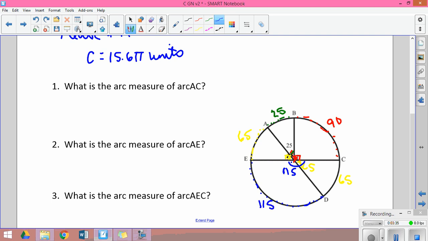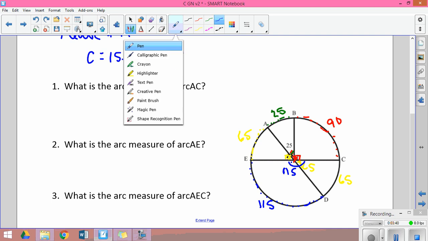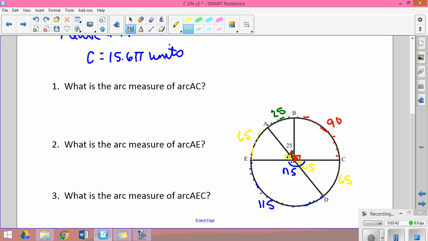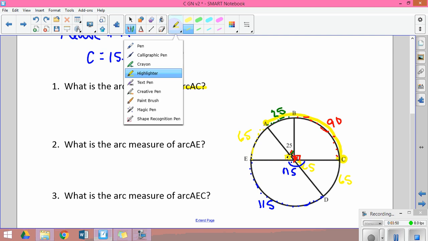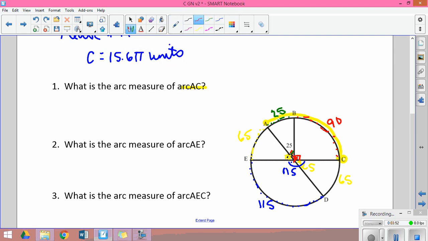So everything I could possibly want to know, I've marked on my picture. So then when I come back, and I'm just going to grab a highlighter, I want the measure of AC, the measure of A to C. It's a parts to whole problem. And so when I add 25 plus 90, that arc is 115 degrees.